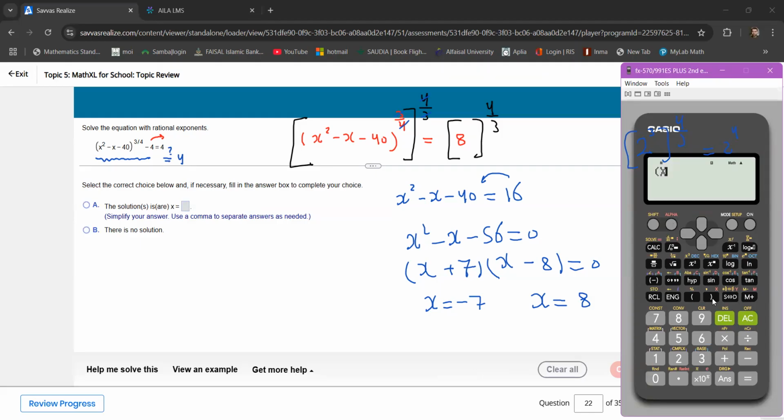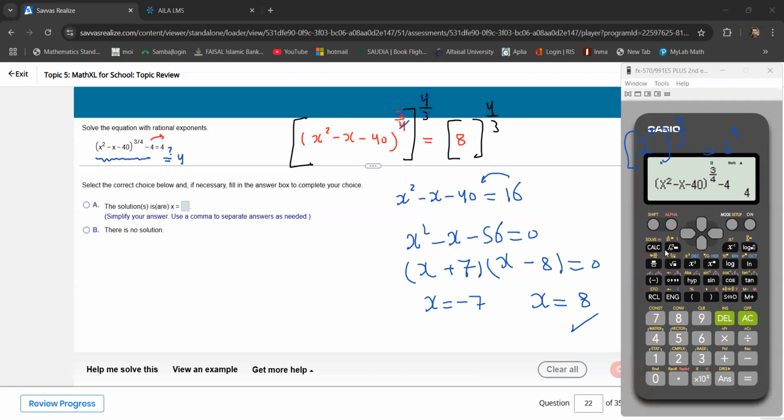So let's see. I have parentheses here. I'm going to put alpha x to the power of 2, then minus, and I'm going to use the alpha button to write the x, minus 40, close, power as a fraction, 3 over 4, and remember to write minus 4. Now I'm going to calculate when x is 8. It gives the answer 4, so this one is correct.